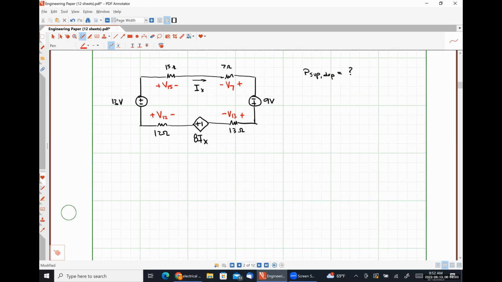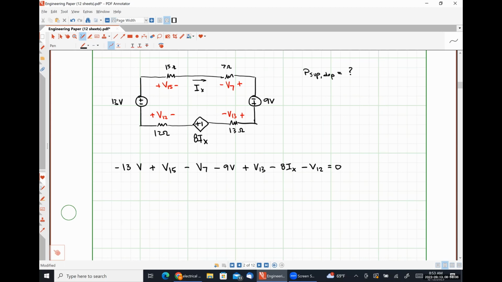I'm going to choose to follow that current IX around its clockwise path for this circuit, starting at the bottom left-hand corner. What should my first term be? Minus 13 volts, the minus sign because we see the negative polarity terminal first. Then we see plus V15. Then minus V7. Then minus 9 volts. Then minus 8 IX. And then minus V12, sorry, I've dotted that 1, is equal to 0.